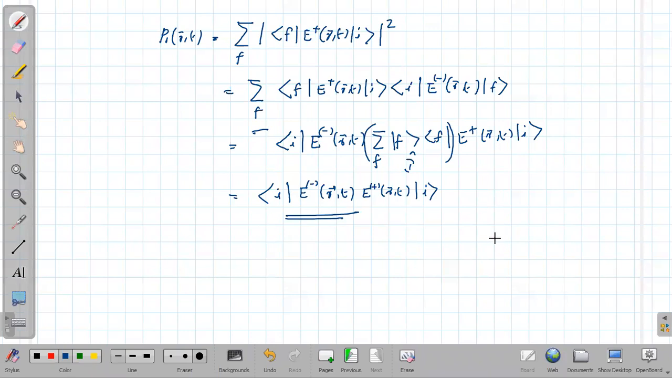Again, as we said, the initial state is not known to us. Therefore, for the total probability, this might not be the correct expression, because the initial state need not be a pure state. In general, it will be a mixed state.